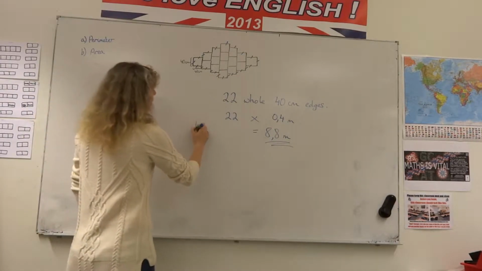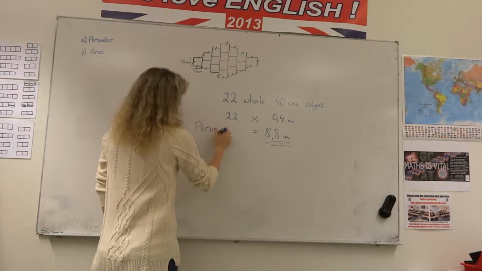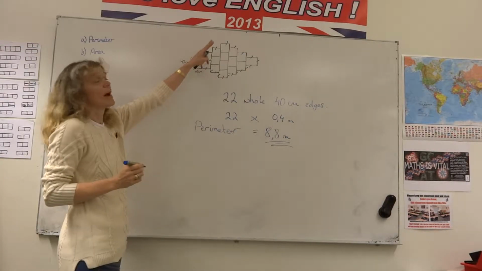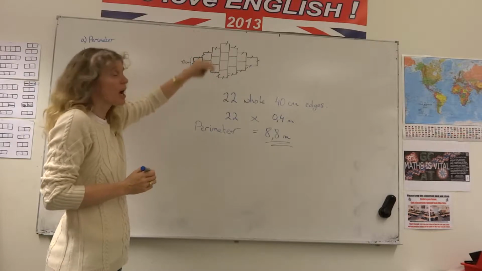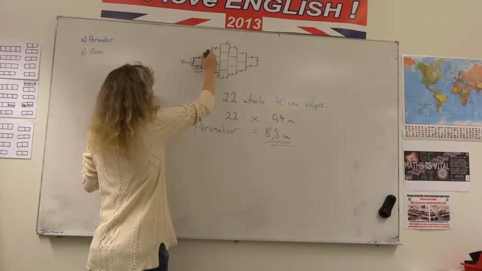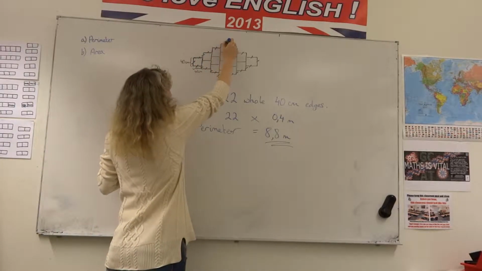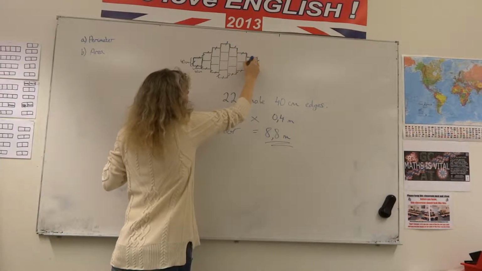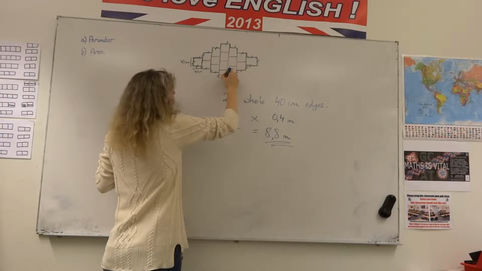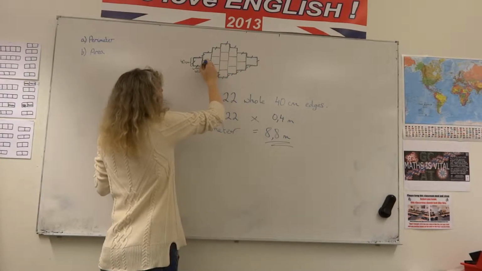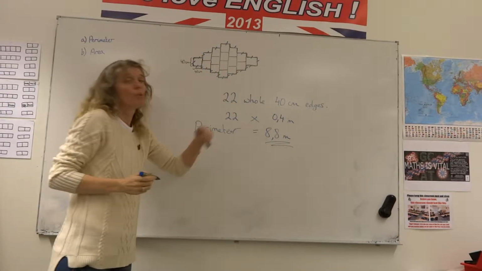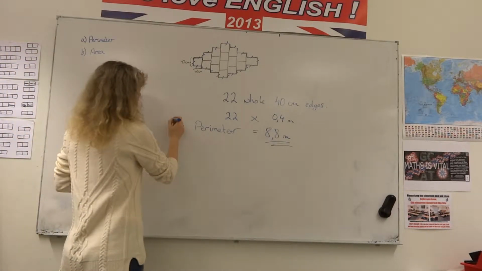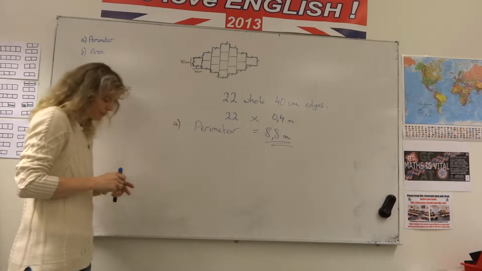The perimeter of my shape of tiles, just going around the edge, around the outside of the tiles, perimeter is always just the outside of something. So I don't count the perimeter of every single square, I just want to know what is the outer edging of my shape. It's going to be 22 lots of 0.4. The other question was the area. So this was the answer to A.